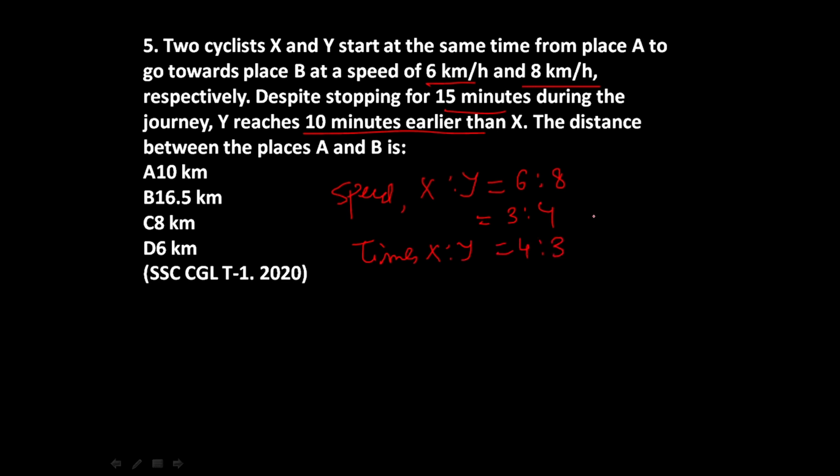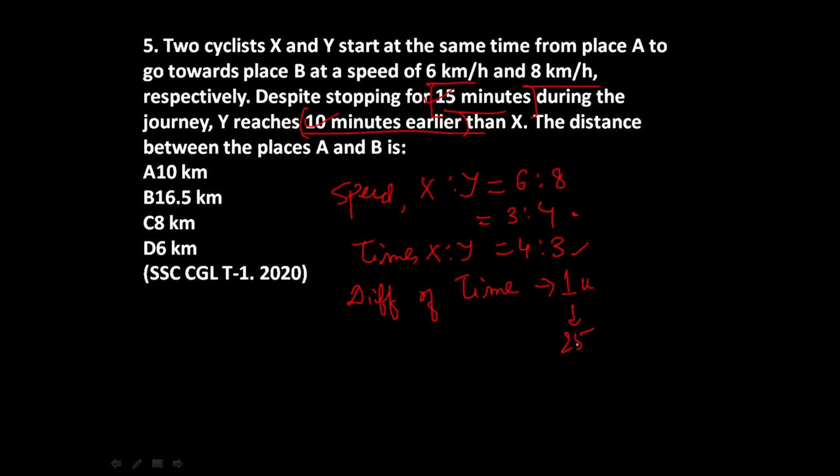So what's the difference here? The difference of time is 4 and 3, so 1 unit of time difference. This 1 unit is equal to, despite stopping for 15 minutes during the journey, Y reaches 10 minutes earlier. So the 15 minute stop is also a difference of time between X and Y. 15 plus 10 is equal to 25 minutes difference, so 1 unit is equal to 25 minutes.